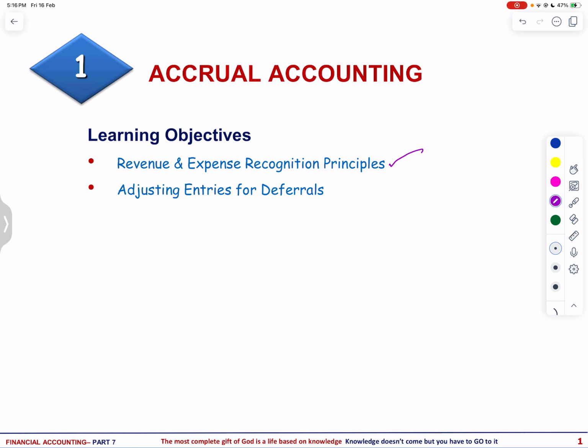We will show how to record adjusting entries for deferrals, that is, prepaid expenses, and unearned revenues. We will discuss accruals, that is, accrued revenue and accrued expenses, in the next video.